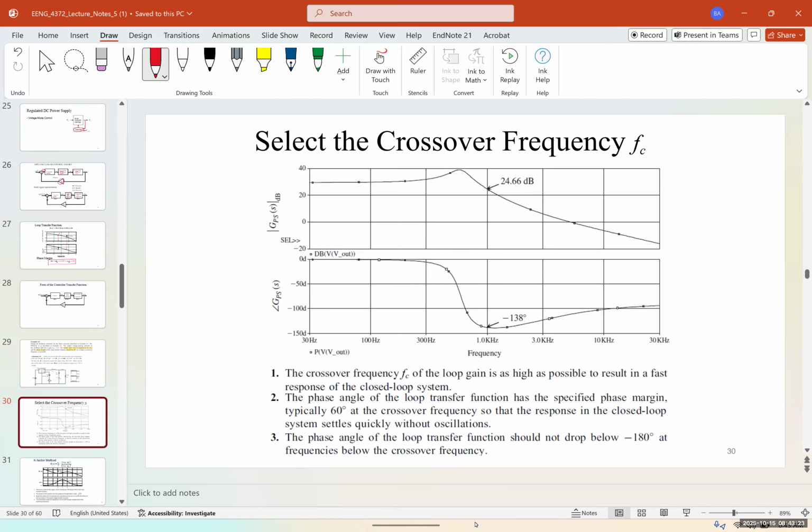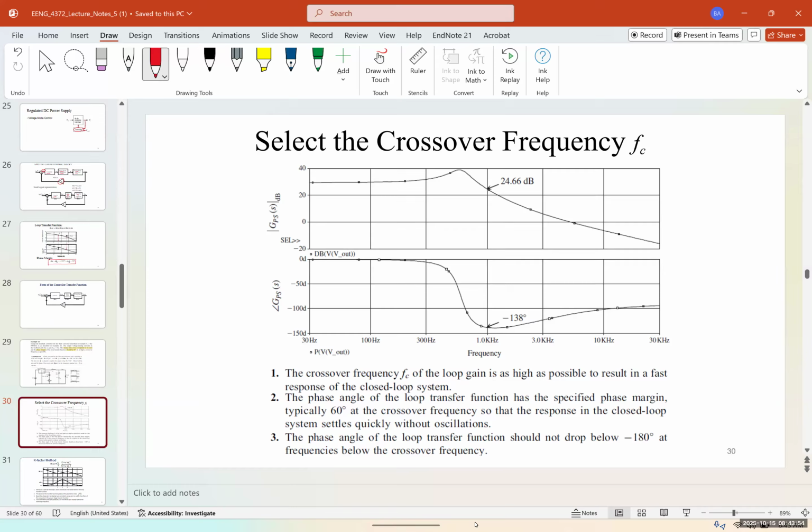And again, you can see the output gain and the phase. And you also see the crossover frequency, FC, of the loop gain is as high as possible to result in a fast response of the closed loop system. The phase angle of the loop transfer function has the specified phase margin, typically 60 degrees at the crossover frequency, so that the response in the closed loop system settles quickly without oscillations.